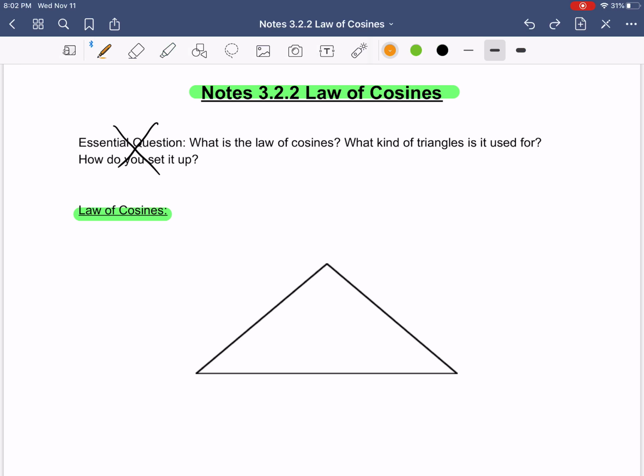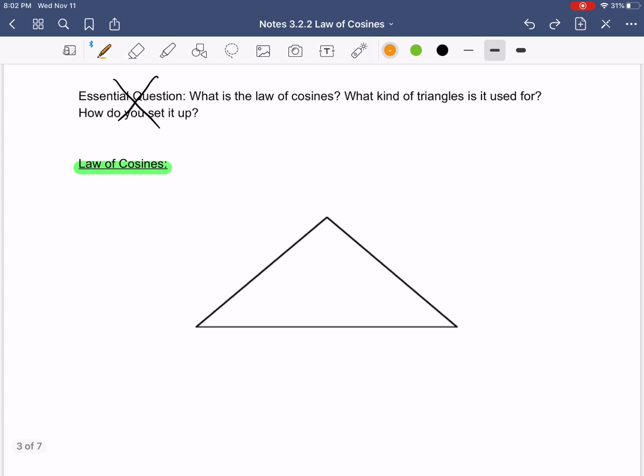So if you recall when we did the Law of Sines, the sides of your triangle are usually labeled with lowercase letters. So my sides of my triangle are lowercase a, b, and c. The only angle that we're going to be really worried about, though, for the Law of Cosines is angle C.